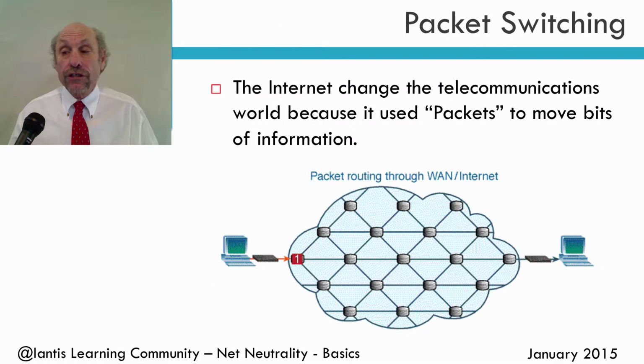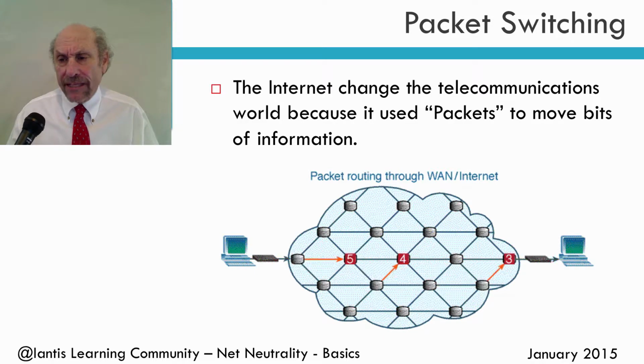The internet changed the telecommunications world because it used packets to move bits of information. Before the internet, we had circuit switched networks. Now we use packets. So as I show here in this graphic, a packet comes from one end, goes into the network, can take any number of different paths, and ends up at the end user. You're transmitting packets, and I'm going to provide a few more examples as we move forward.